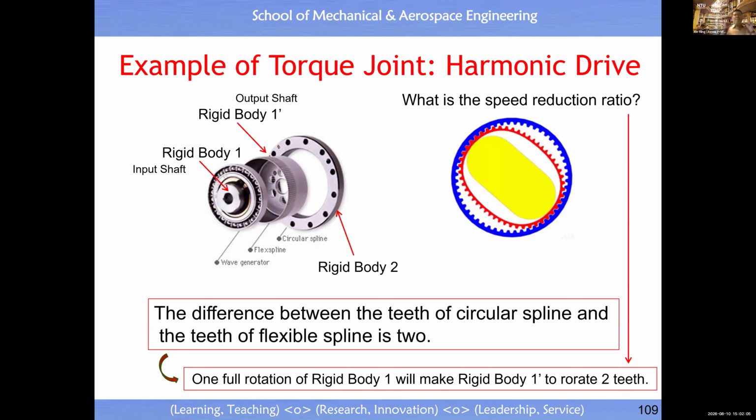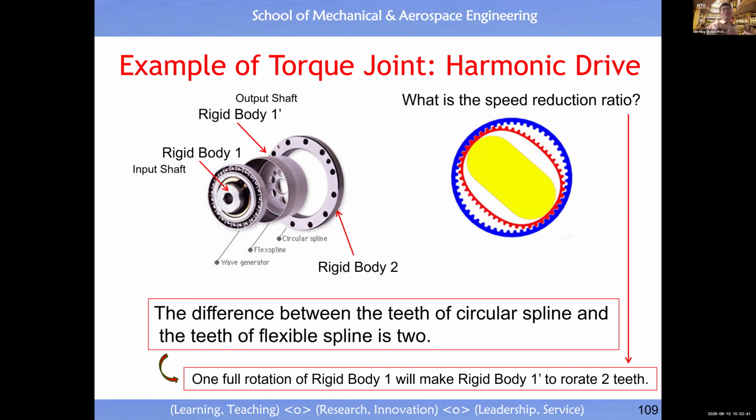One particular torque joint is this harmonic drive, because this device is very, very popular in the design of robots. The reason is because this device is very light. It can achieve a very high speed reduction ratio, and it is very small. It's lightweight, small in size, and high in reduction ratio. This is why it's very, very popular. And its working principle is very simple, okay?